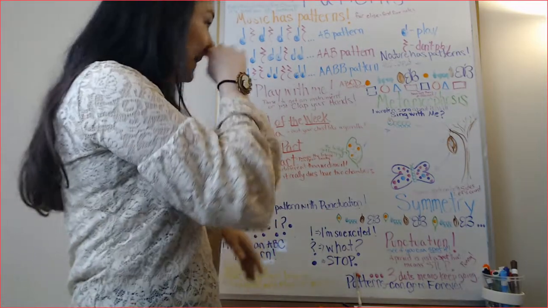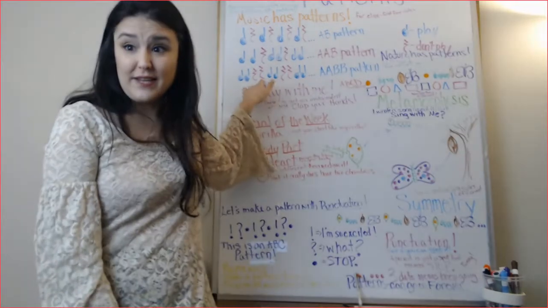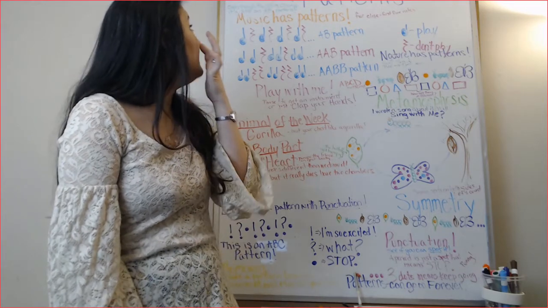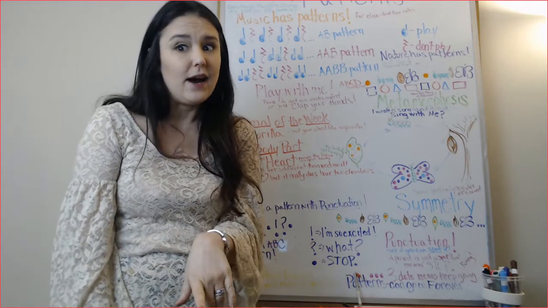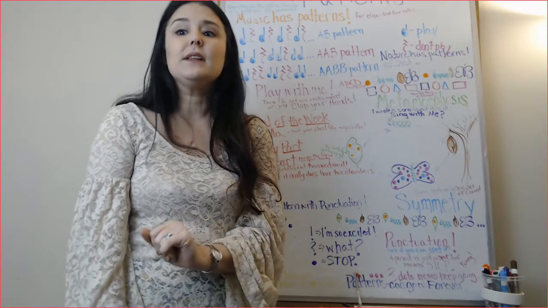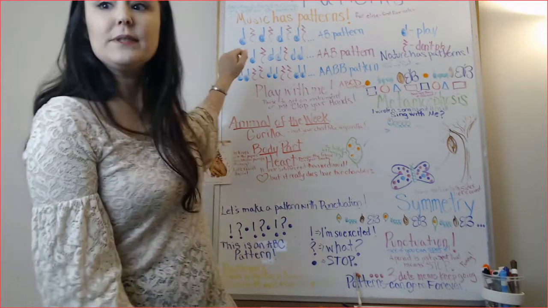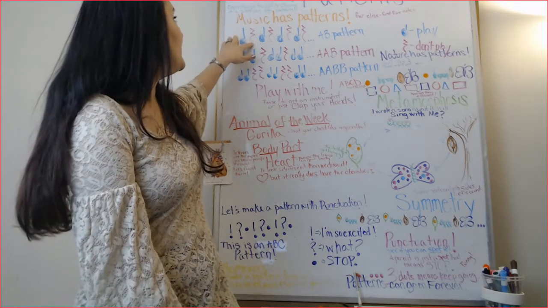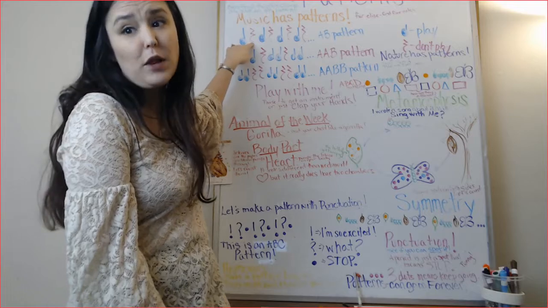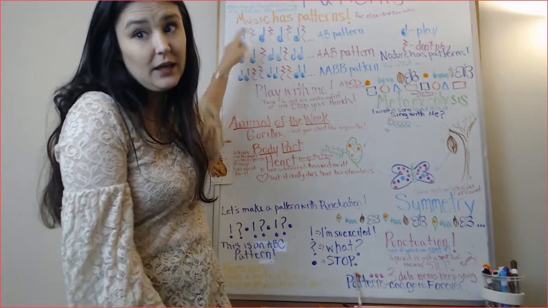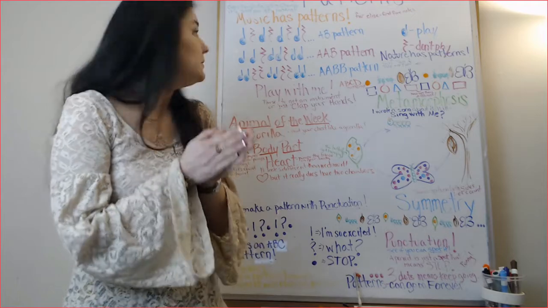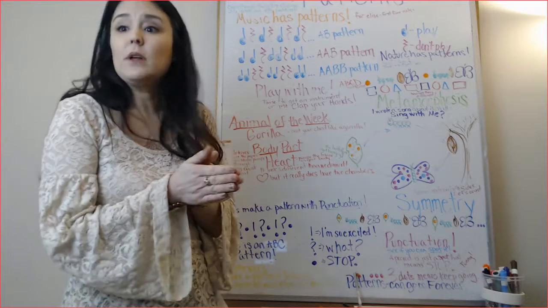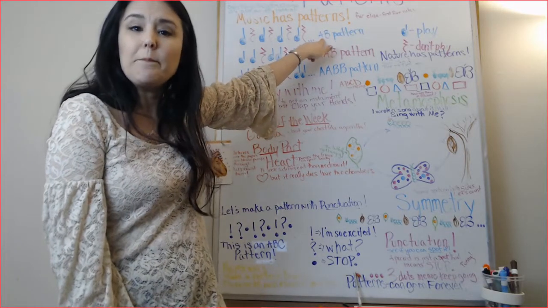Okay? So, in music, we find patterns all the time. If you have an instrument, you can get it out now, or you can just clap along with me. Are you ready? Can you see these symbols right here? This symbol means play, and this symbol means don't play. So if we were clapping, it would just be clap, don't clap, clap, don't clap, clap, don't clap. That is an A-B pattern.